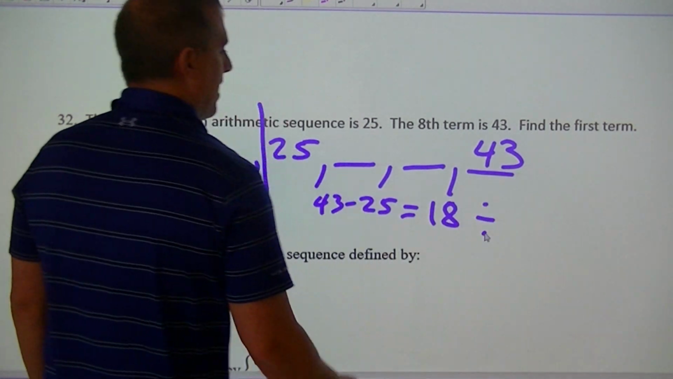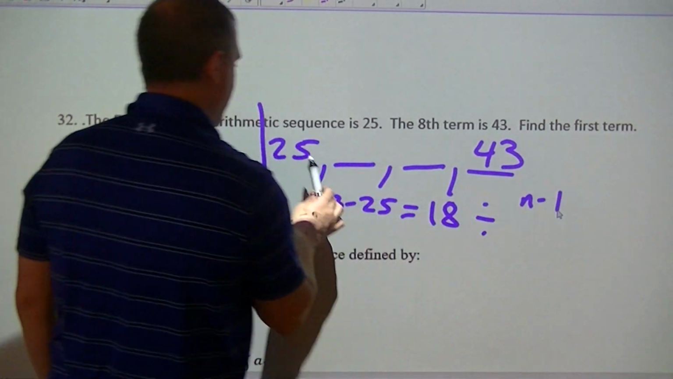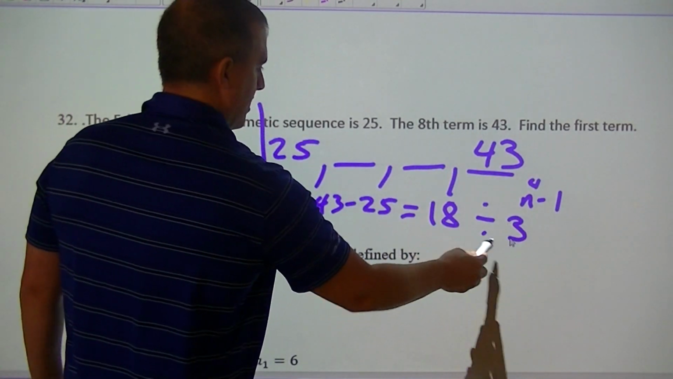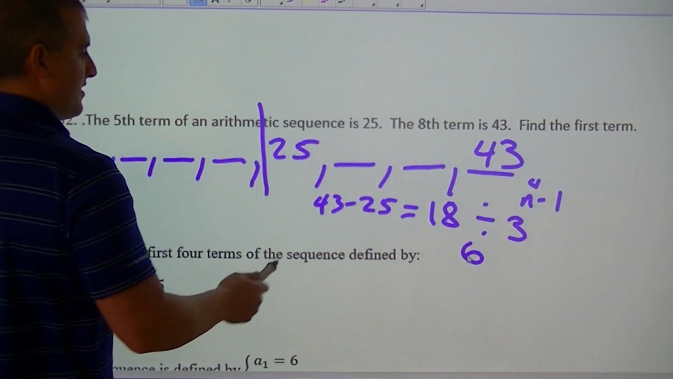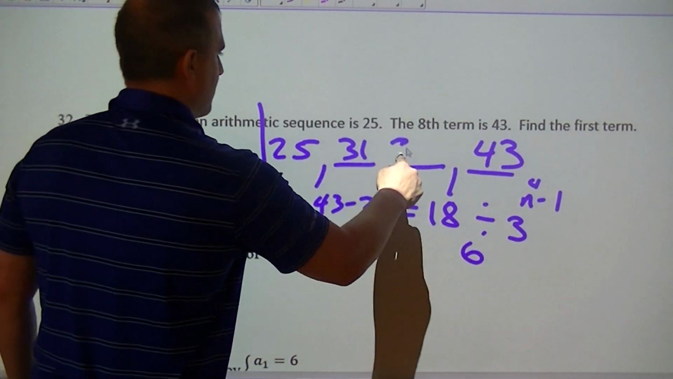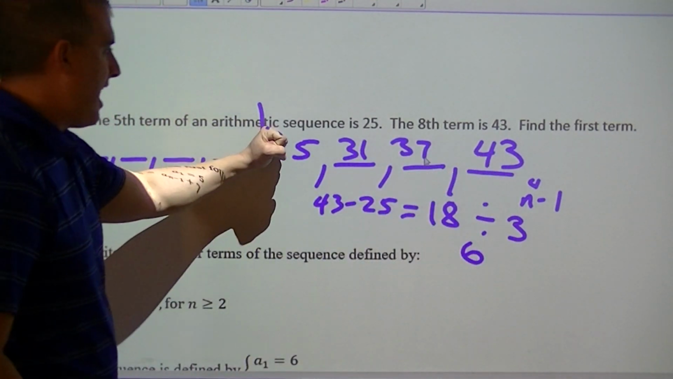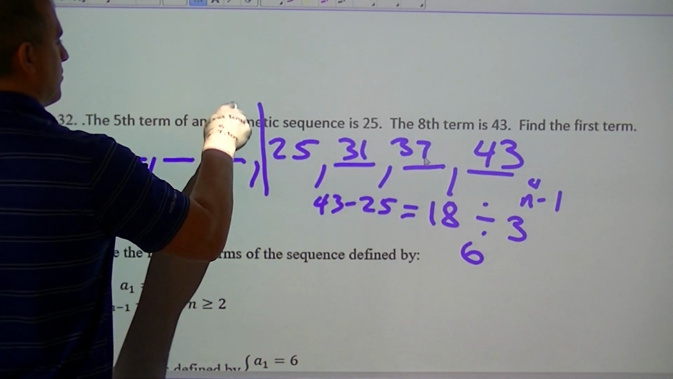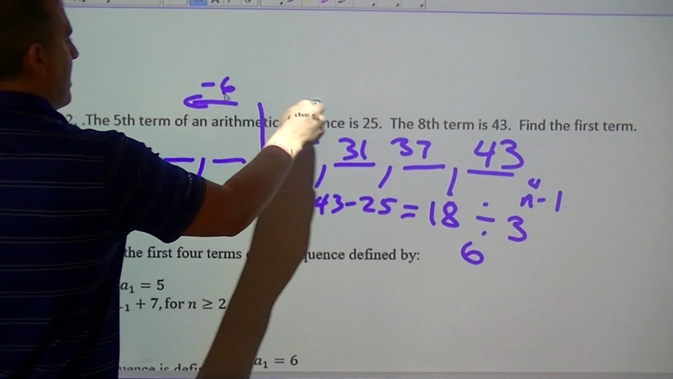I'm going to divide by n minus 1. Well, if I count the terms, 1, 2, 3, and 4, 4 minus 1 would be 3. 18 divided by 3 would be 6. So that'd be 31, 37, 43. Now, if I add 6 this way, I would subtract 6 this way. So subtracting would be this way, adding would be this way.